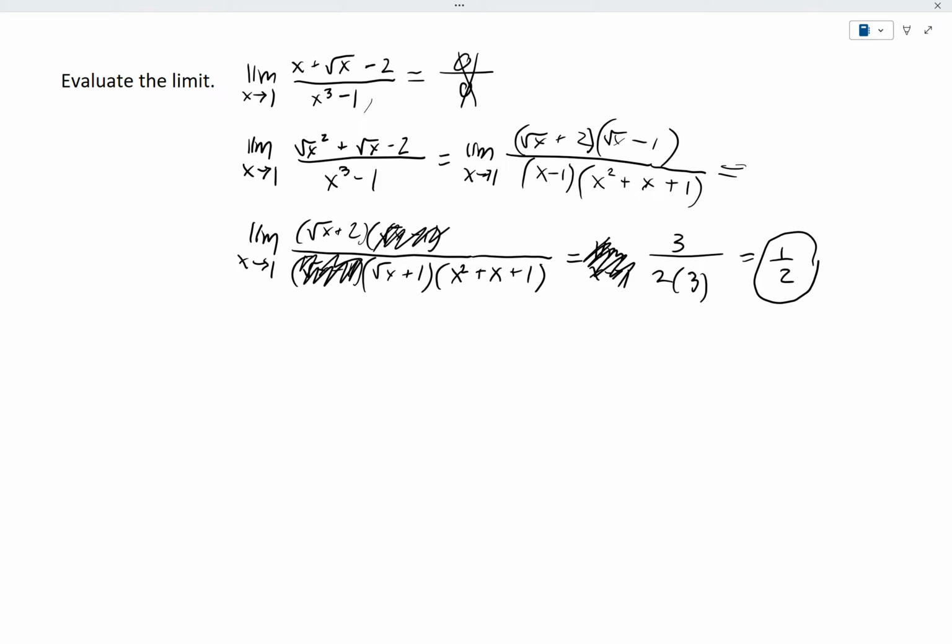So that's how you do a problem like this. Usually you keep things in terms of x, but with problems where you have roots of x involved, sometimes you want to break it down into roots of x and factor things that way.